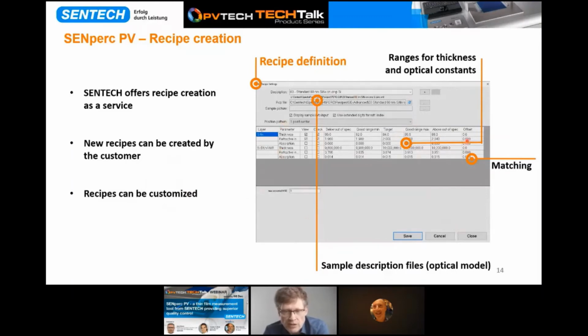The most important section here is defining target values, the lower and maximum limitations for each value for refractive index and thickness, when film thickness and refractive index are out of spec, and even further information like, for example, offset when, for example, a matching is necessary. These settings are then saved in a recipe where we see the name here at the top. As well, there is a description file on how to model and how to analyze these films. This technique I will explain soon.